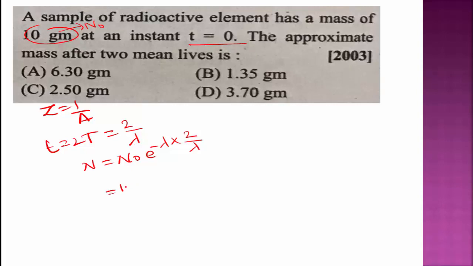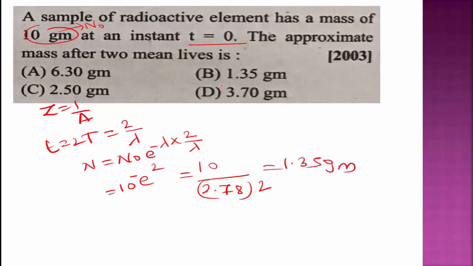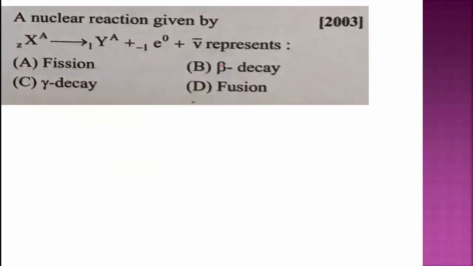Therefore it is equal to 10 × exponential to the power of minus 2, which is 10 divided by 2.78 whole square. In exponential form, it is equal to 1.35 gram. Option B is the right answer.